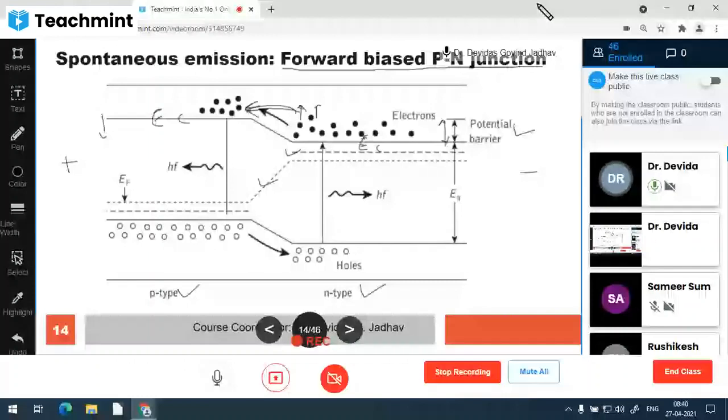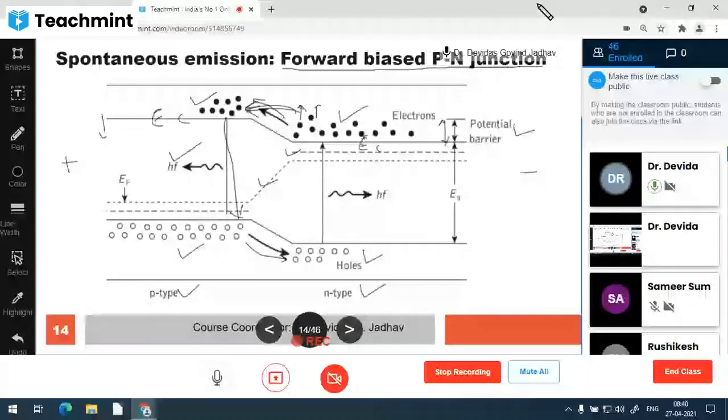Okay. Now, whenever some number of holes cross the junction, and some number of electrons cross the junction, then electrons are available in the P region, and holes are available in the N region, and there are already majority charges, electrons in N and holes in P region. Then the electrons in P region and the already available holes in P region recombine, and the electron jumps into the empty covalent bond by releasing a photon.